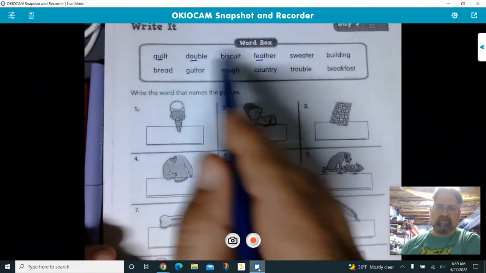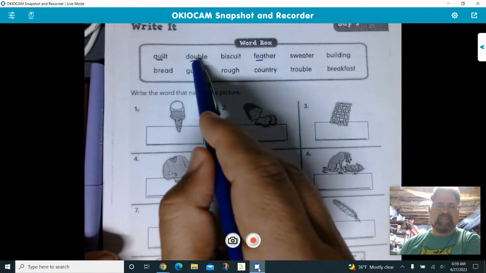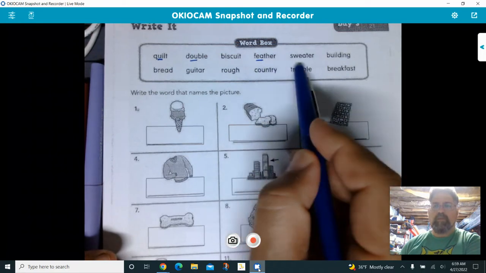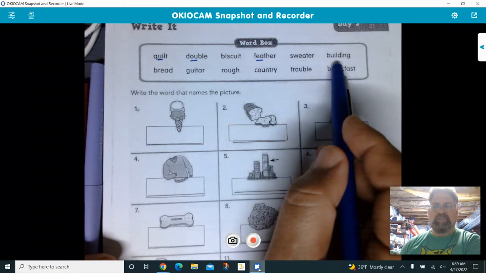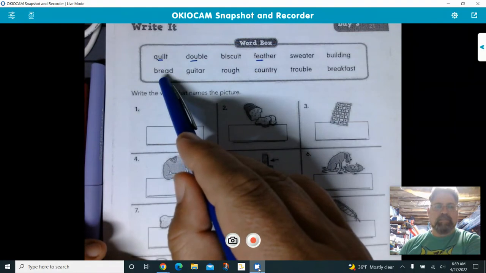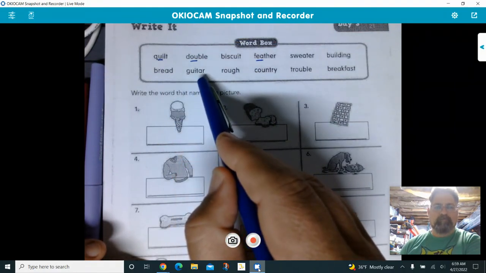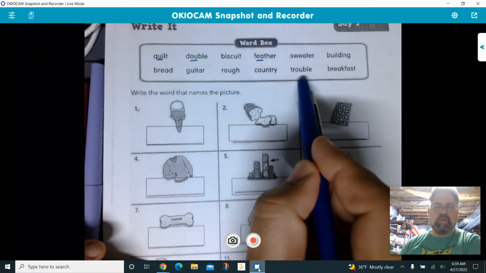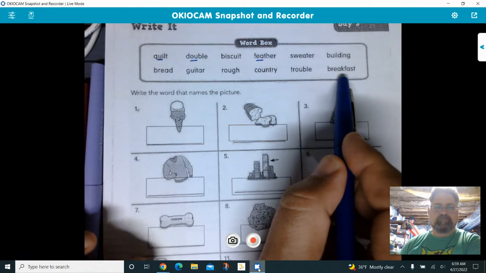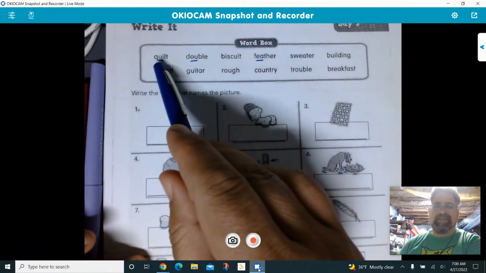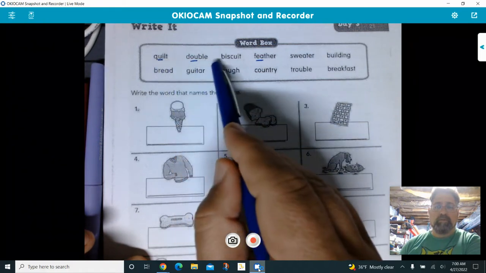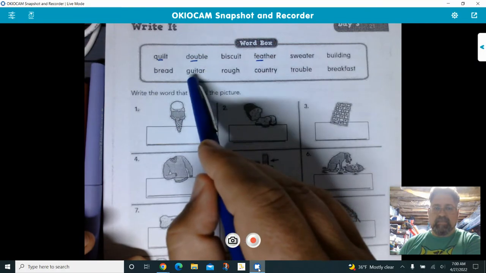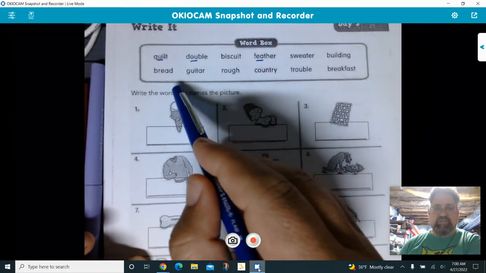Well, first let's go through what we have here. We have quilt, double, biscuit, feather, sweater, building, bread, guitar, rough, country, trouble, breakfast. That UI just makes the I sound. Quilt, biscuit, building, guitar. Okay, so that UI is just I.